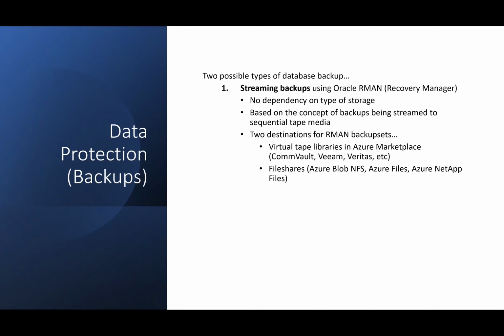So with streaming backups, you can either use device type SBT to one of the virtual tape libraries, or you can use device type disk to write to file shares. You can also write to local disk, but then you have to get it off to a file share somewhere. So if you can avoid it, don't write to local disk. Write it to a file share originally, so that it's away from the blast radius of whatever takes out the VM.